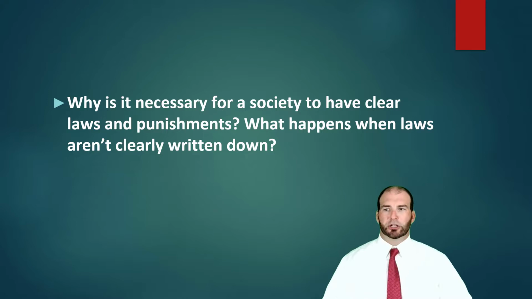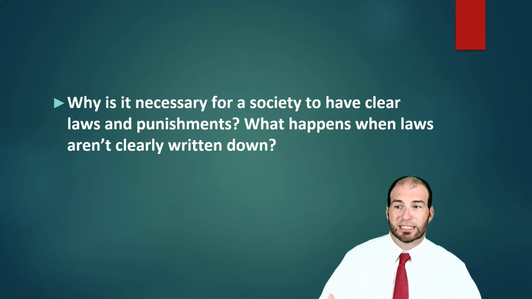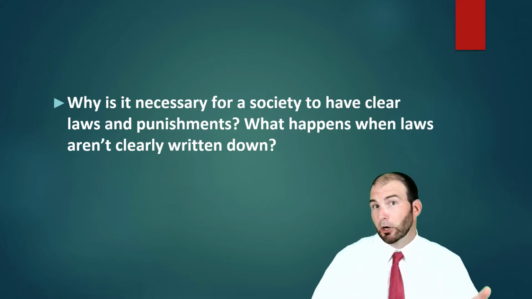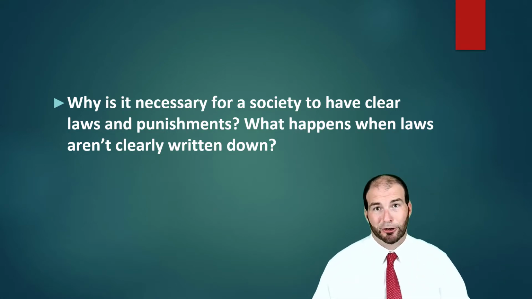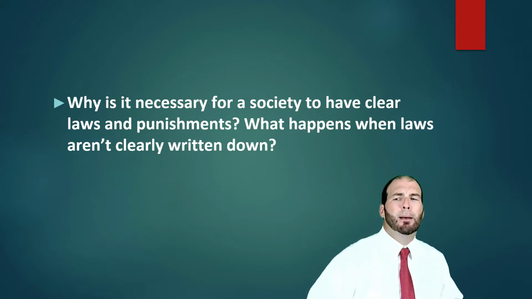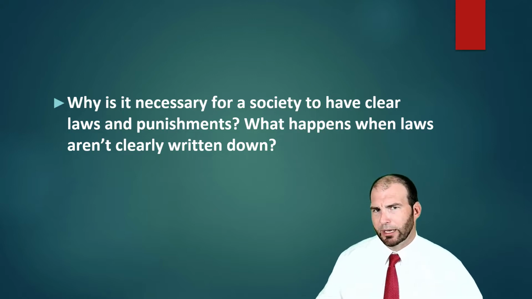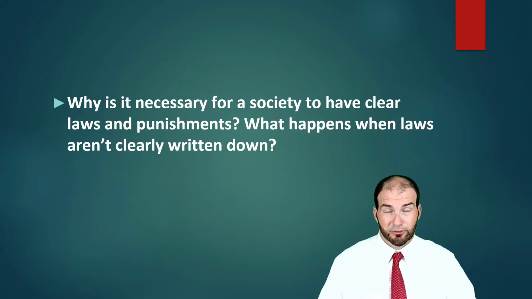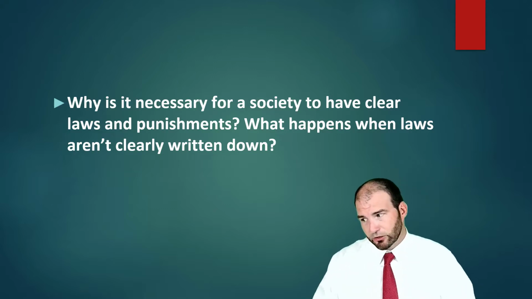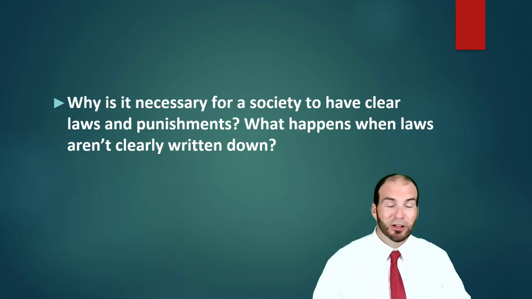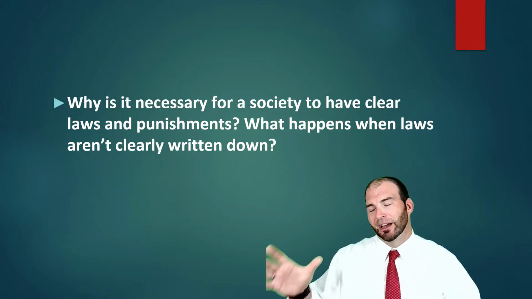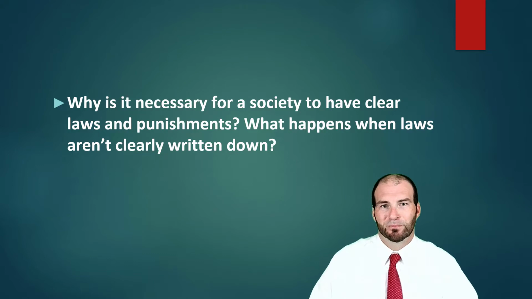So that's the question here. Why is it necessary for society to have clear laws and punishments? Because there's no point in having laws if there are no consequences to them, which we're going to talk about a little bit today as well. And what happens when laws aren't clearly written down? We just talked about that a little bit, basically the necessity of why you need them written down. So explain to me, why would it be bad if you didn't have them written down? Pause me, answer that completely, and we'll move on.